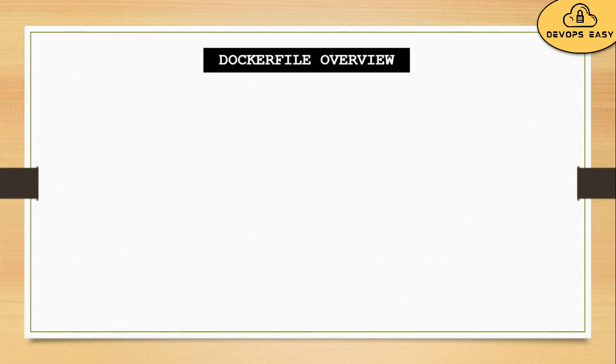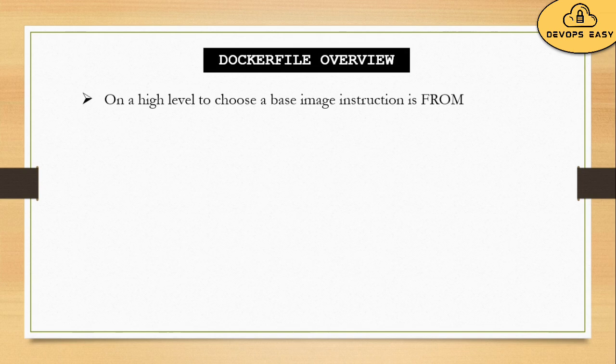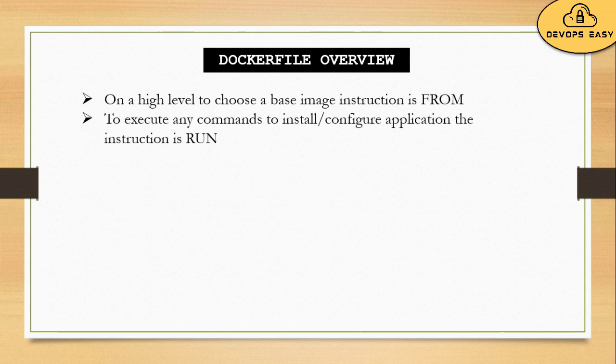Dockerfile overview. On a high level, to choose a base image, the instruction is FROM. In the interview he asked me what FROM is. FROM is nothing but an instruction. What will be there in the FROM? There is an argument, and that argument we call the base image. I will write a Dockerfile from scratch and show you. To execute any command to install an application, the instruction is RUN.